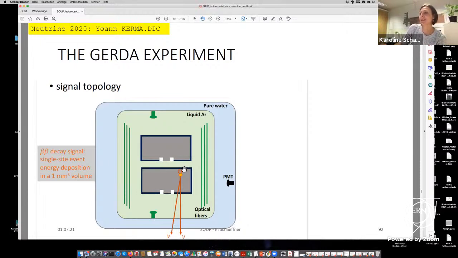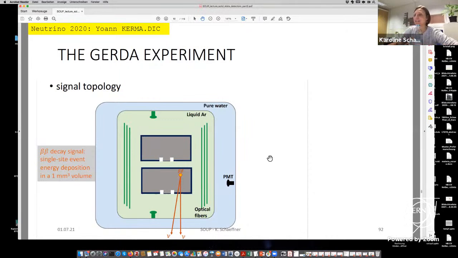GERDA uses germanium detectors, looking for the double beta decay of germanium-76, and they use these diodes, as I told you in the last lecture. So they have the BEGe, but also the coaxial detectors. And here I would like to show you how clever their detector principle is.